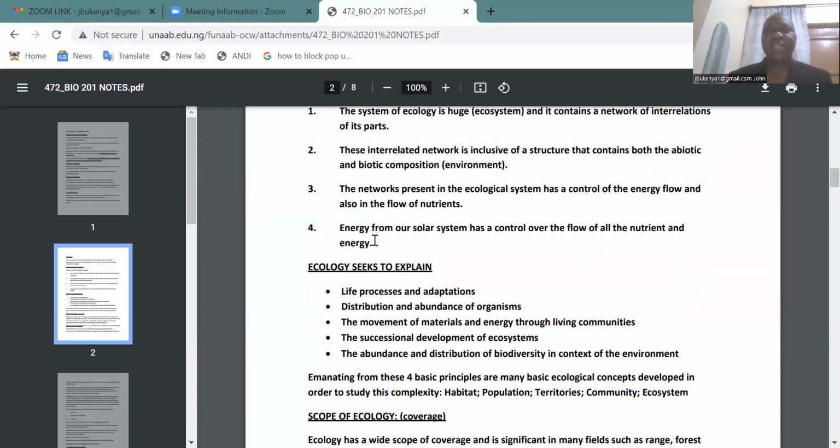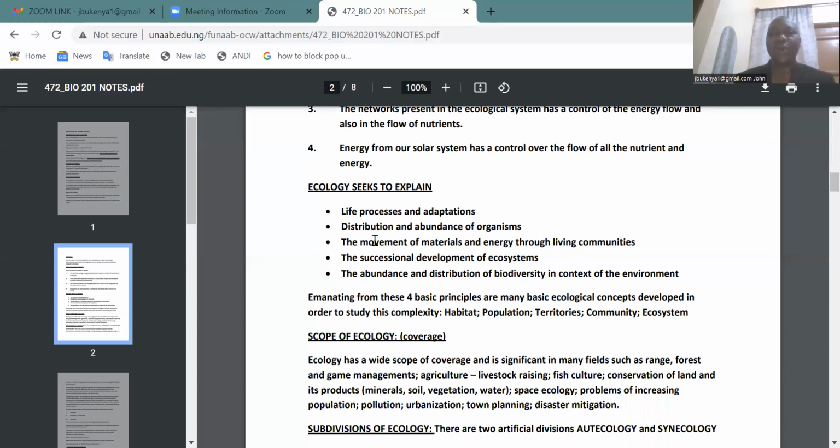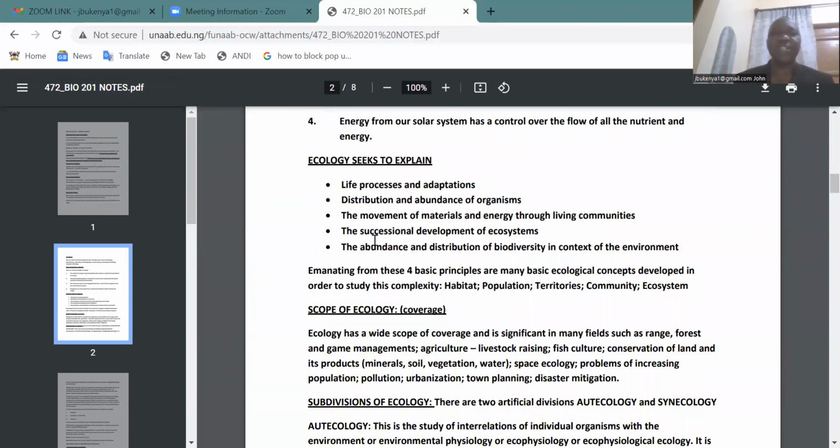Number 3, the networks present in the ecosystem have a control of energy flow and nutrient flow. And lastly, that energy from the sun is actually the primary source of all energy that flows within an ecosystem, and which actually influences also the flow of nutrients.